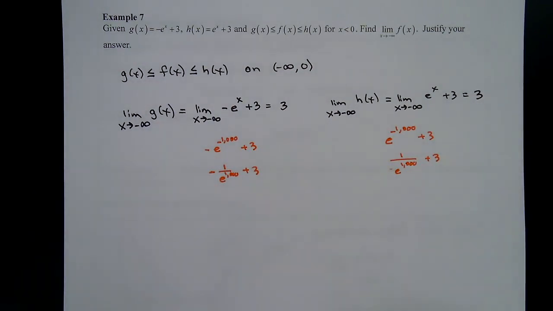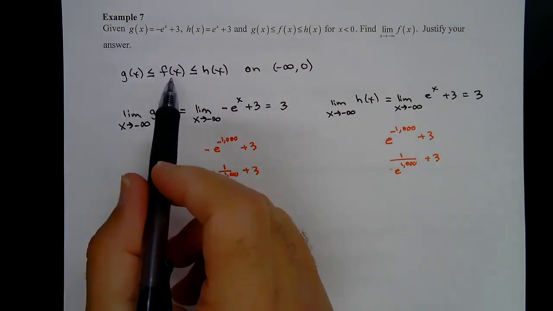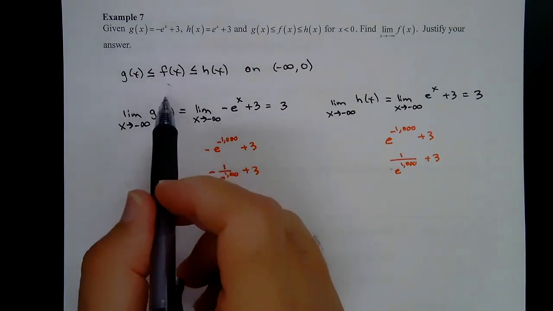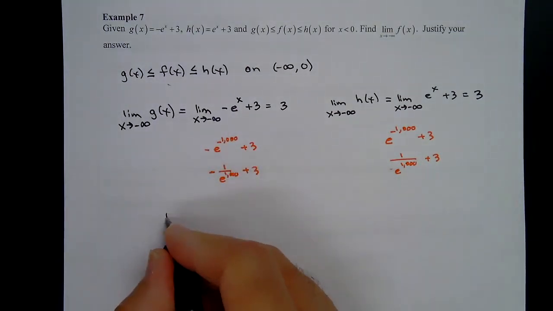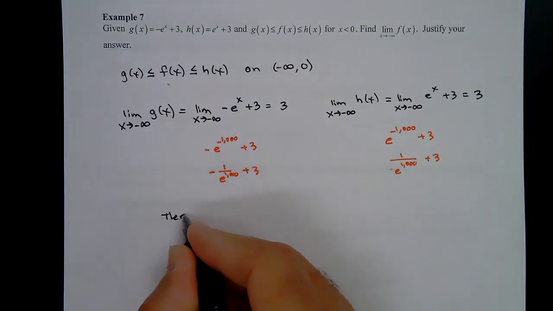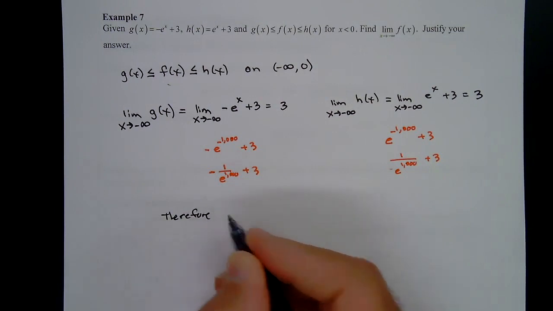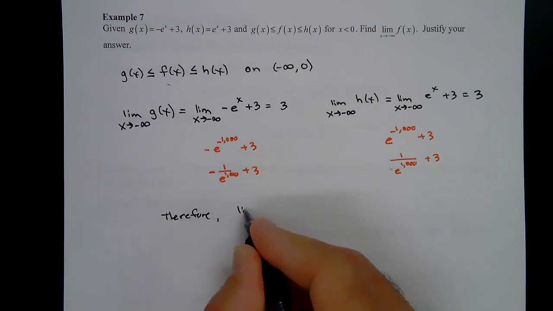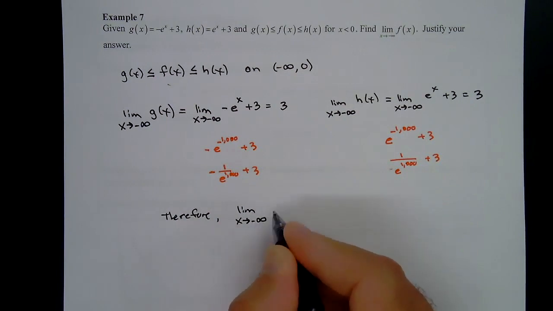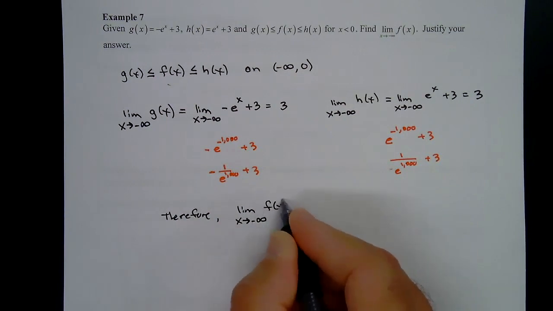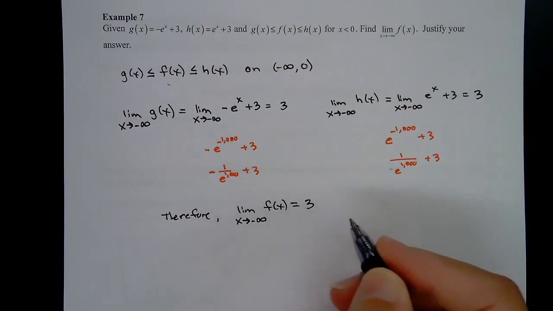So the two outside functions as x approaches negative infinity are both approaching 3. The sandwiched function that's in between, the meat of the sandwich, all right, must also approach, because it's in between, it must approach the same value. So therefore the limit as x approaches negative infinity of f of x must also equal 3.